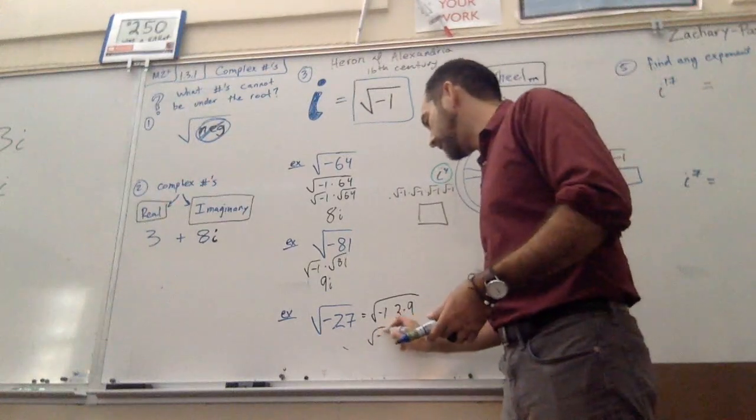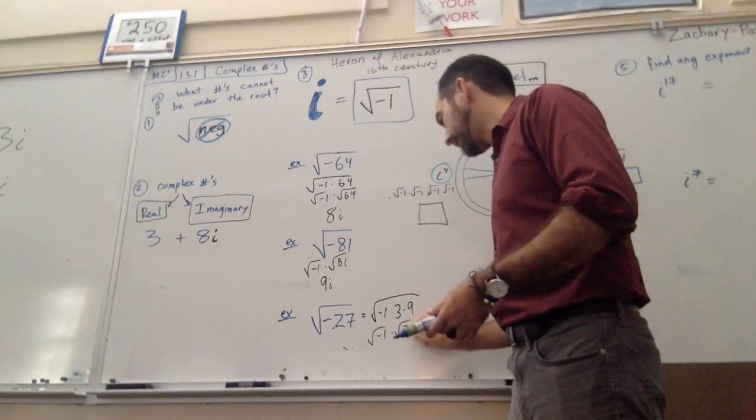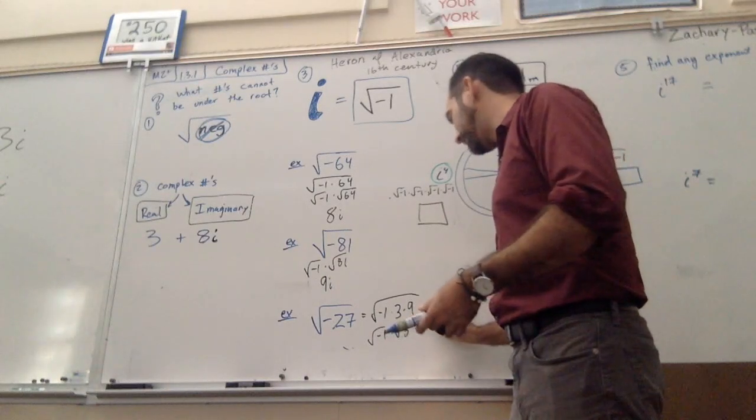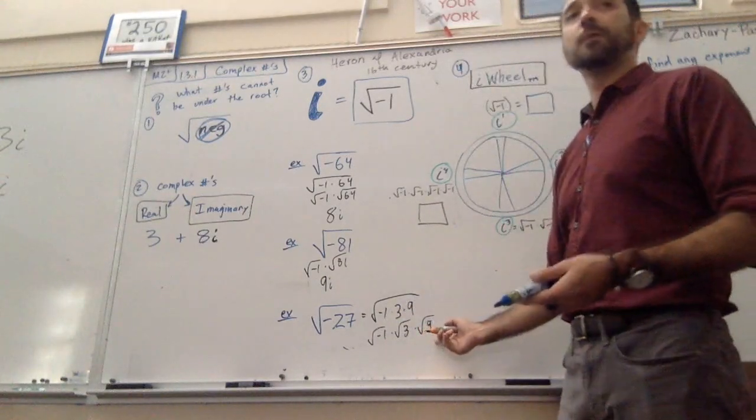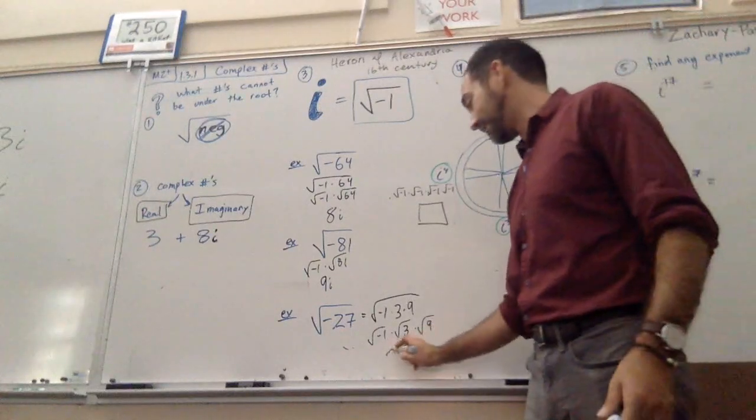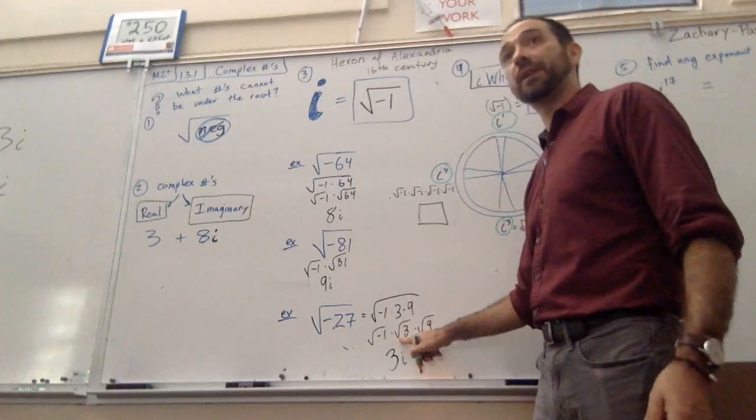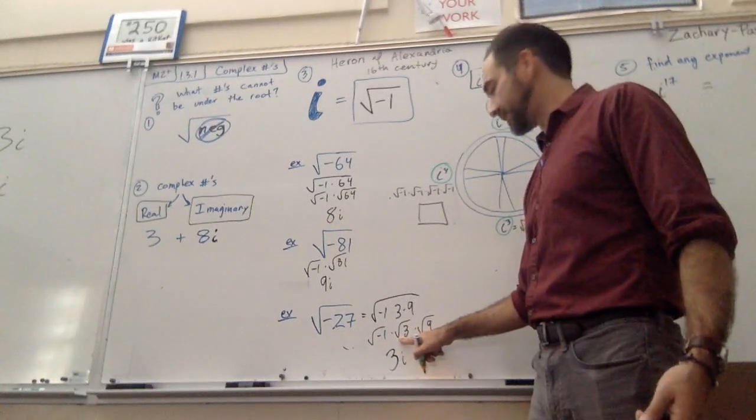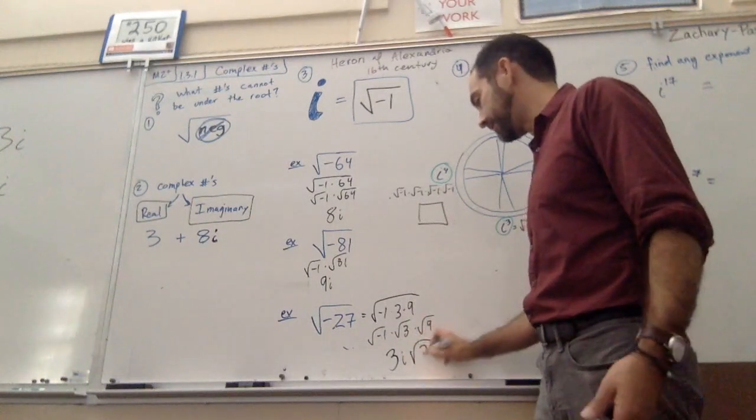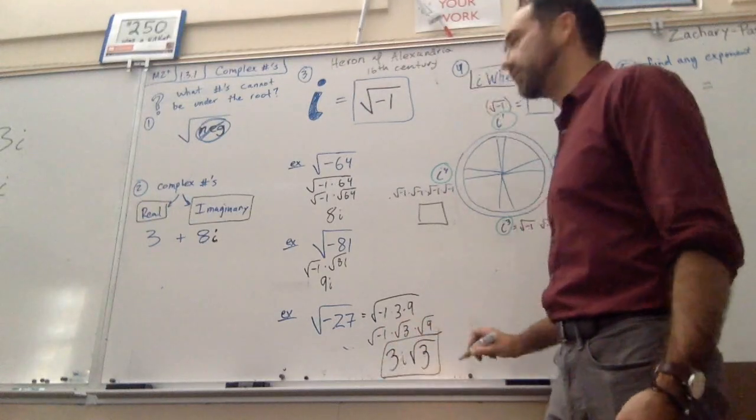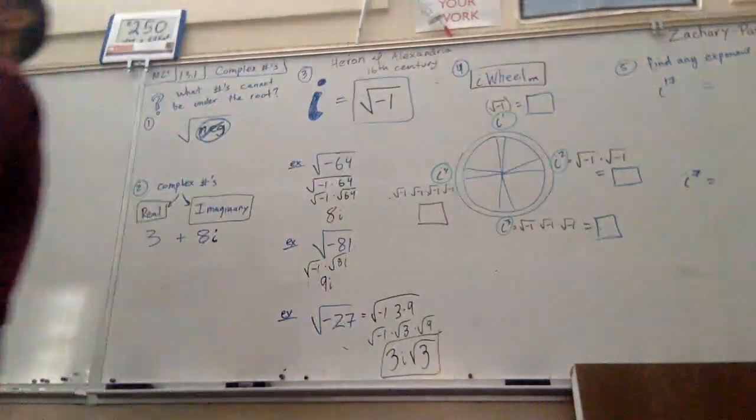Because now I know that I'm not going to be able to take the square root of 3 out, but I could take the square root of 9. What is the square root of 9? 3. What is the square root of -1? i. Since we cannot break down the square root of 3, that is in my answer: 3i root 3.